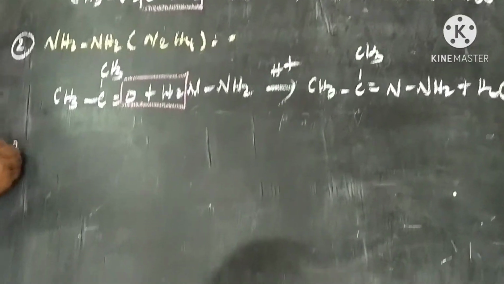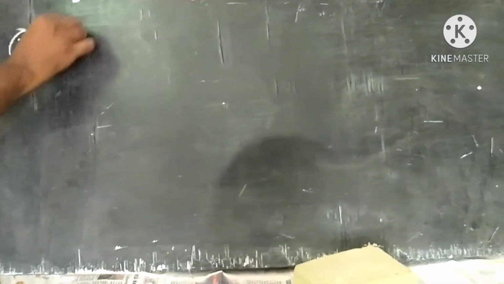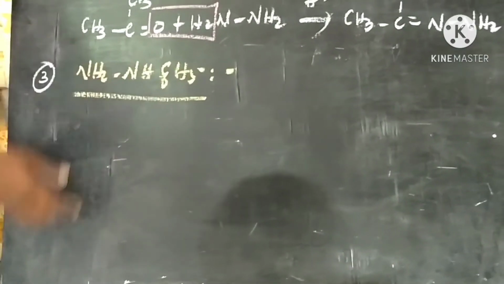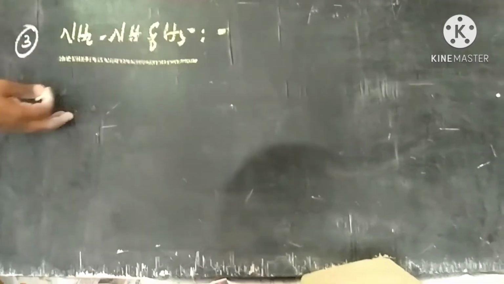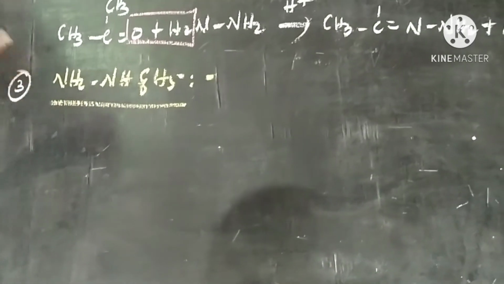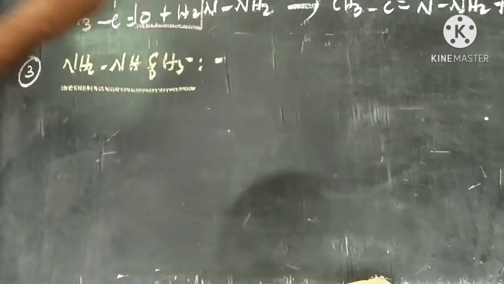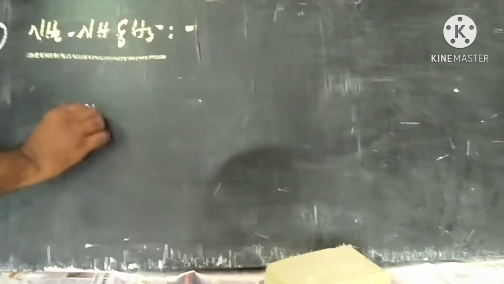The next, the third one is a reaction with the phenyl hydrazine. Phenyl hydrazine formula NH2NHC6H5. Phenyl hydrazine reacts with aldehydes and ketones to form a phenyl hydrazone. Aldehydes and ketones react with the phenyl hydrazine to give phenyl hydrazone. Okay, so ketone, again the same acetone.